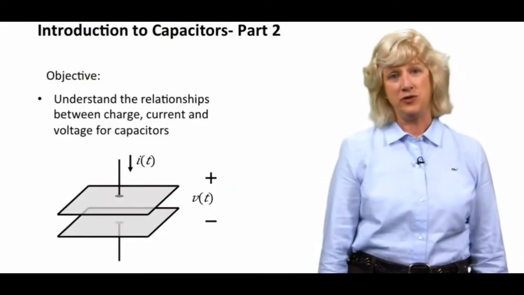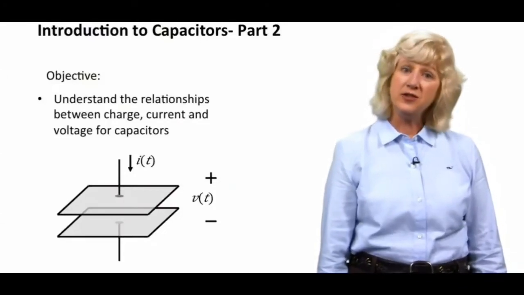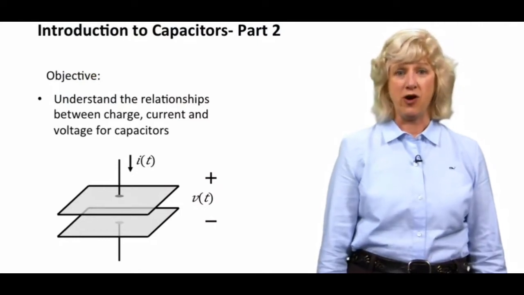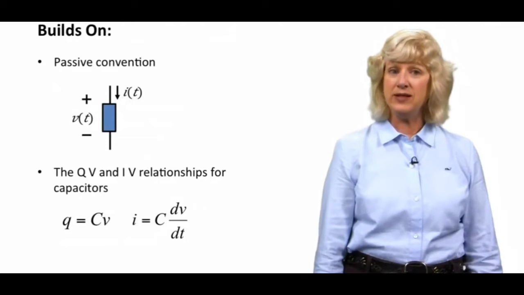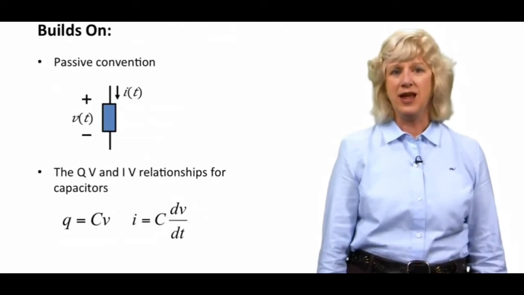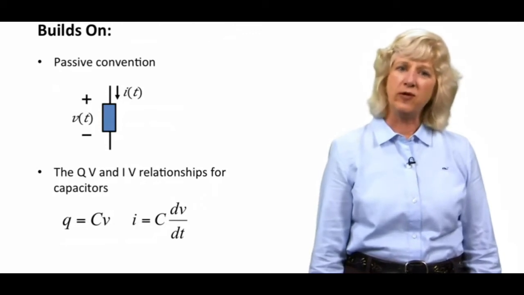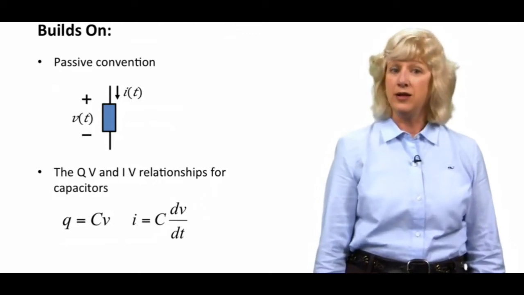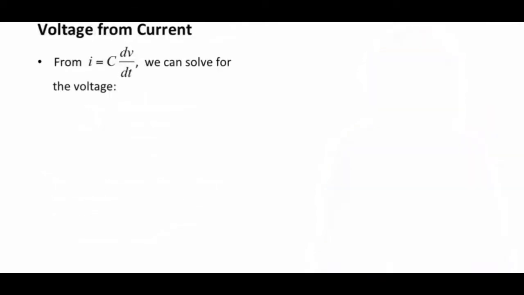This lesson is Introduction to Capacitors, Part 2. Our objective is to understand the relationships between charge, current, and voltage for capacitors. This builds on the passive convention and the QV and IV relationships for capacitors, which are Q equals CV and I equals C dV/dt.